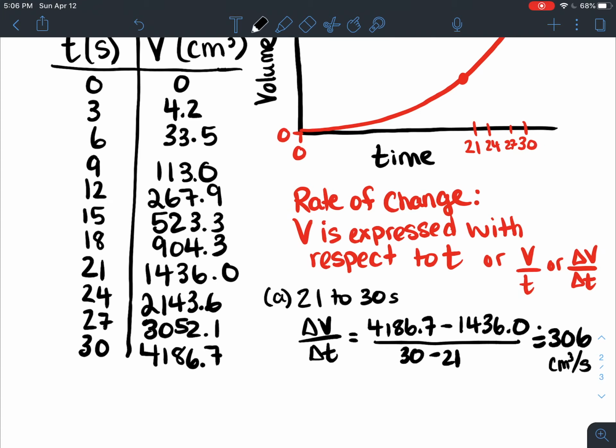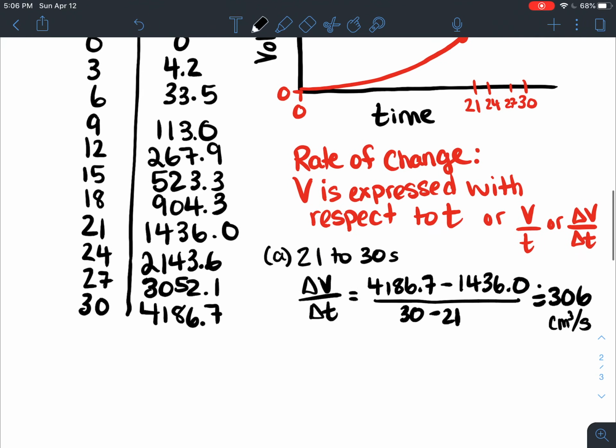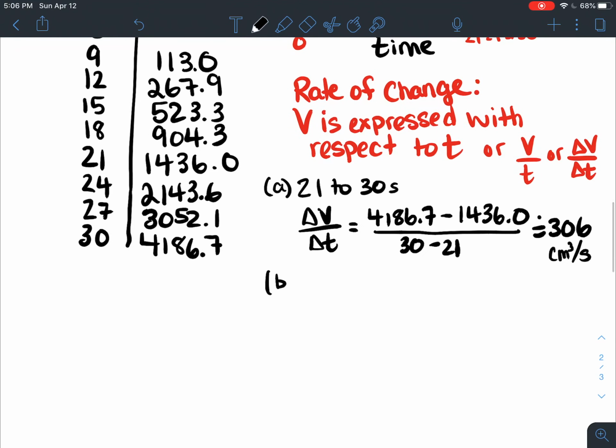So that's the rate at which we're filling up this balloon. That's the average rate happening between these two points. Okay, let's reduce that interval. Let's check out the interval between 21 and 27. If you do the same calculations, change in volume divided by change in time, you do exactly what I did up there.